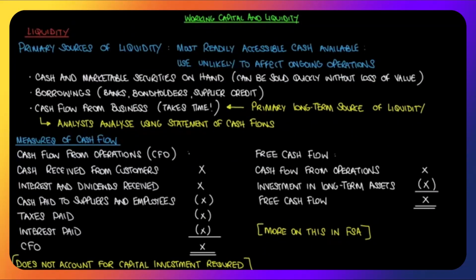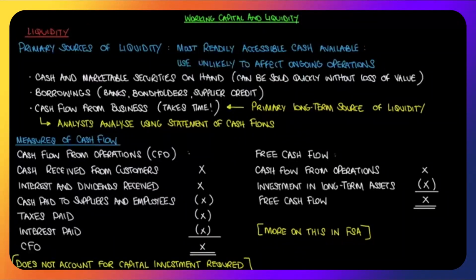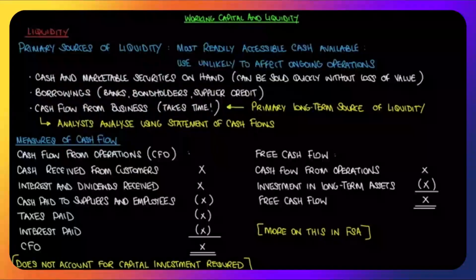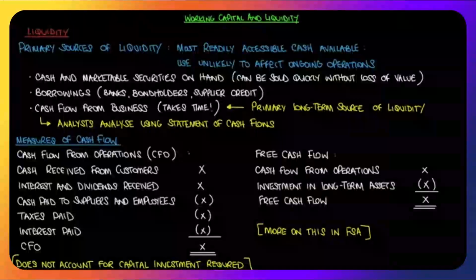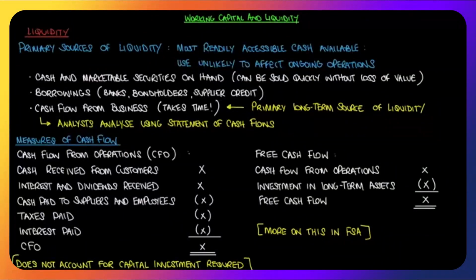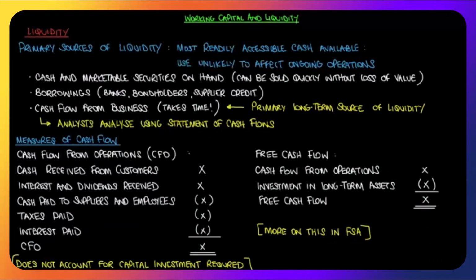Hopefully, primary sources. This page shows us our primary sources of liquidity. They are the most readily accessible form of cash that you have. Using them is unlikely to affect your ongoing operations. So these are the sources of liquidity that you would expect to use on a daily basis to fund your operations. First of all, cash, obviously, and marketable securities on hand. You can sell marketable securities quickly without loss of value.